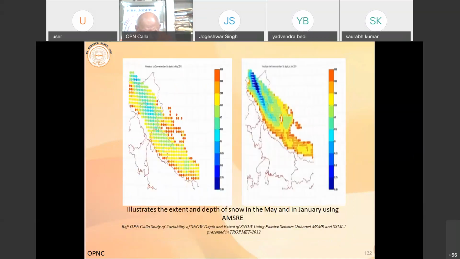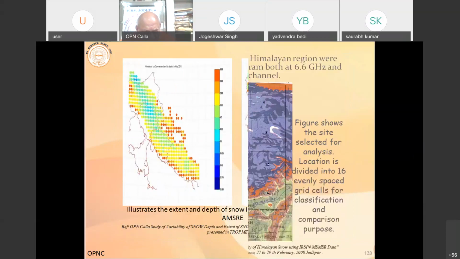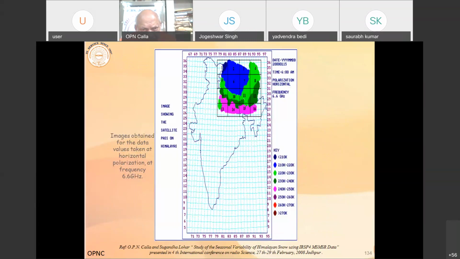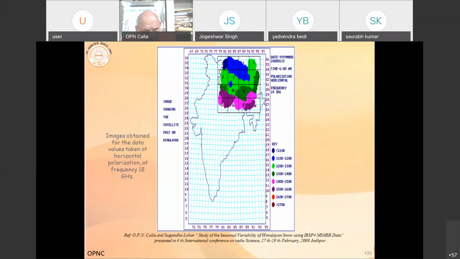Now, the same thing on snow depth again: the extent of the snow and the depth of the snow in the plains, generally using the MSMR as the data supply. Then the Himalayan region again, the same thing, which I will talk to you about. In this region, we tried to plot the snow extent and also depth at 6.6 gigahertz and 18 gigahertz. You can see that difference at various times, the different snow. This is at 18 gigahertz.